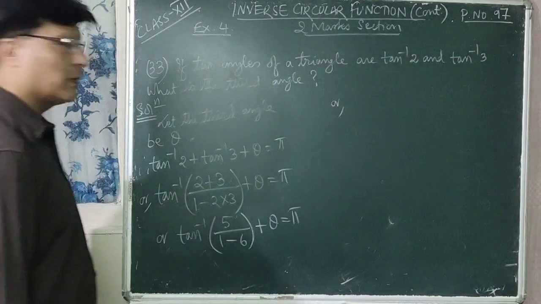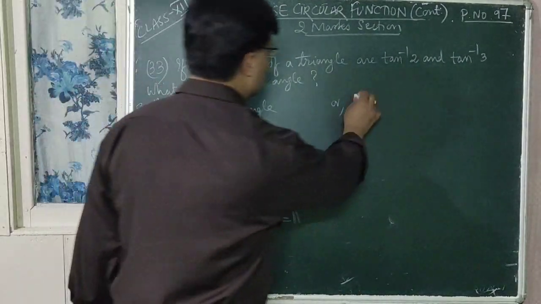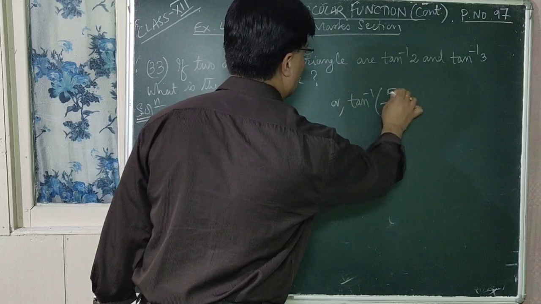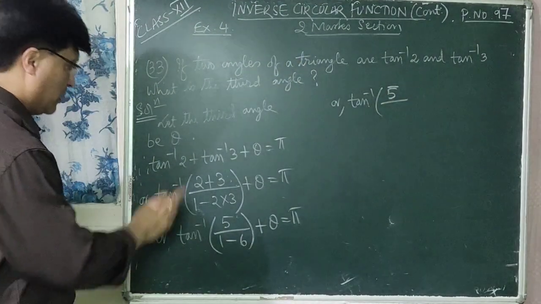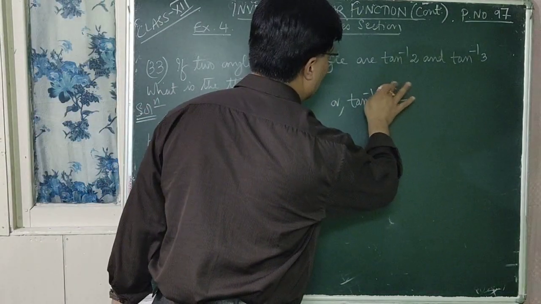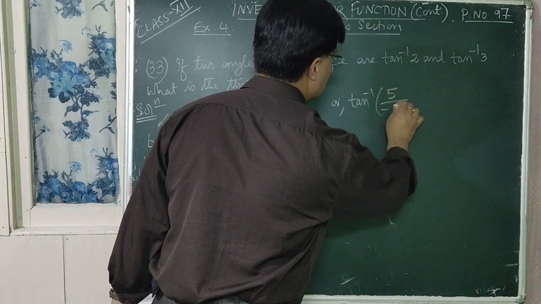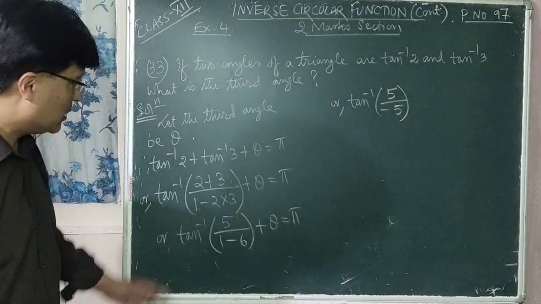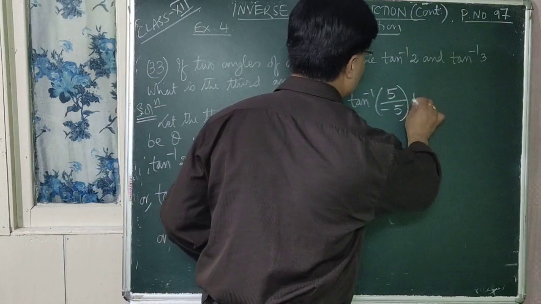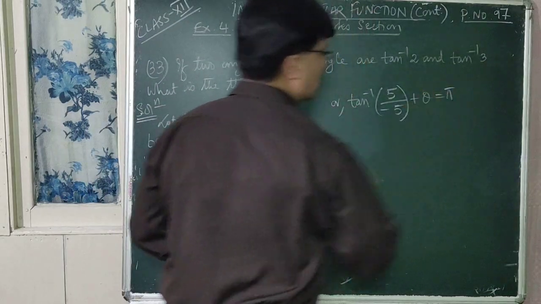Now tan inverse 5 divided by, what is 1 minus 6? That is minus 5, right? So 1 minus 6 is minus 5. Then plus theta is equal to pi.